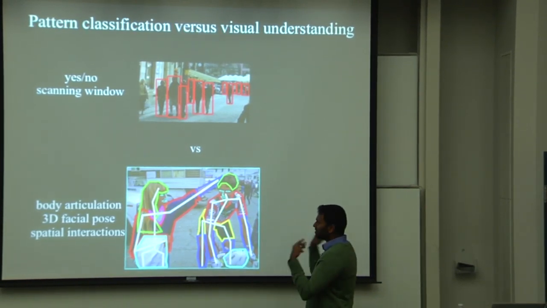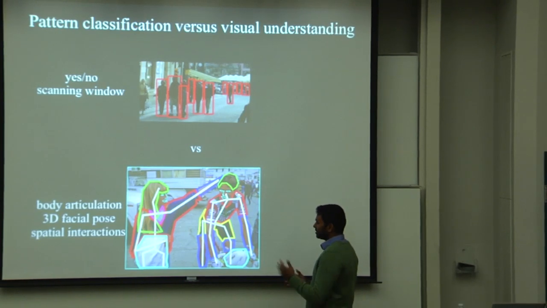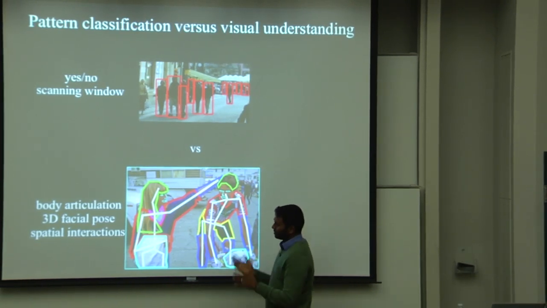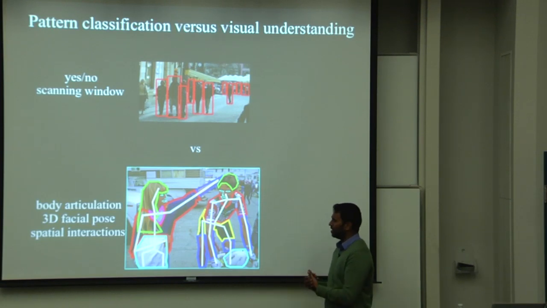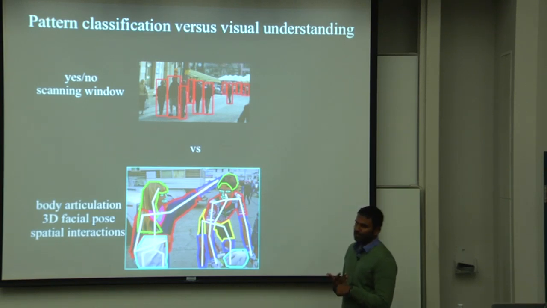I feel like because so many images contain people and people do interesting things, we want to really estimate body articulation, 3D facial pose, and spatial interaction. So what's happening here is very much defined by what these two people are doing near each other, the fact that this person is on a bicycle, et cetera.